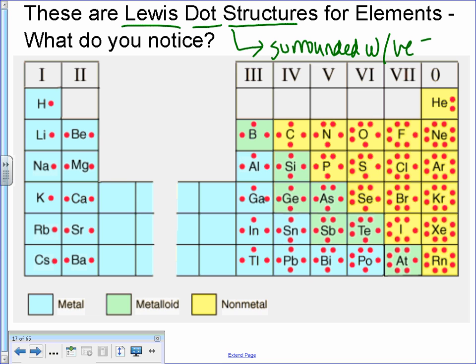So all the group 1s have 1 dot. All the group 2s have 2 dots. All the group 3s have 3 dots. All the group 7s have 7 dots. And that relates back to why we share and why we donate, because everybody wants to meet octet, which is the 8th group. The only one that's weird is helium. Helium is so itty-bitty, it cannot even hold 8 electrons. It only gets 2. It's just small. There's one exception. We good here? Give me some feedback, people.